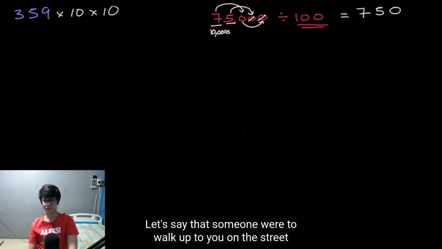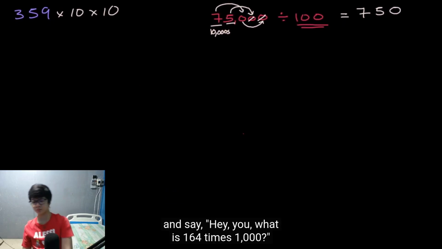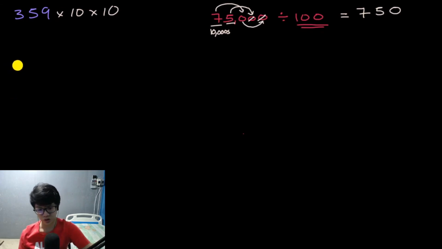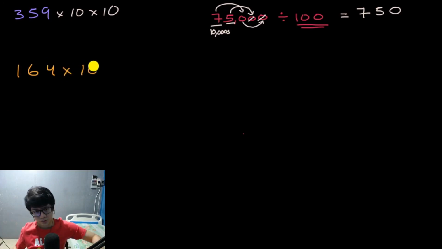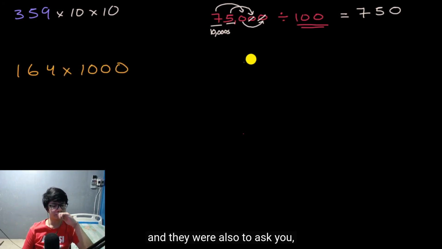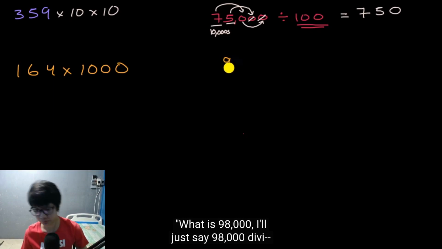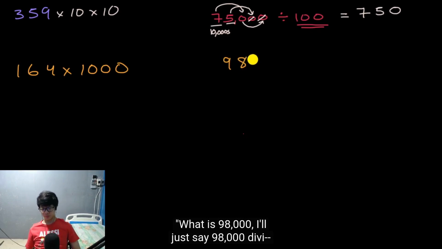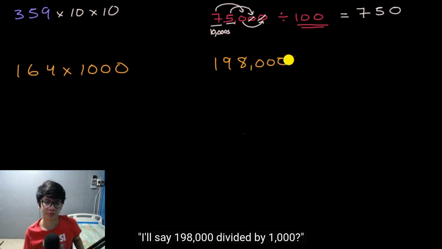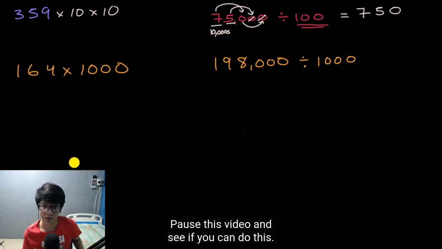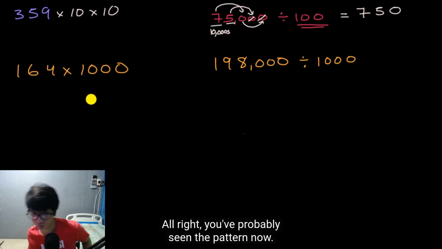Let's say that someone were to walk up to you on the street and say, "Hey, what is 164 times 1,000?" And they would also ask you, "What is 198,000 divided by 1,000?" Pause this video and see if you can. 164,000 and 198. All right, you've probably seen the pattern now.